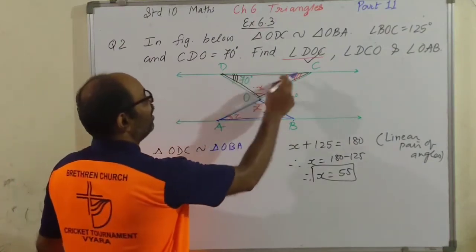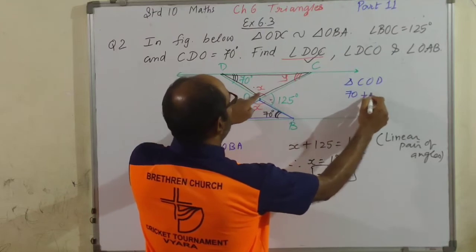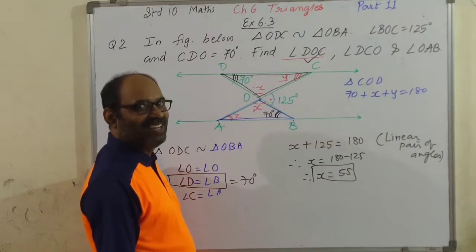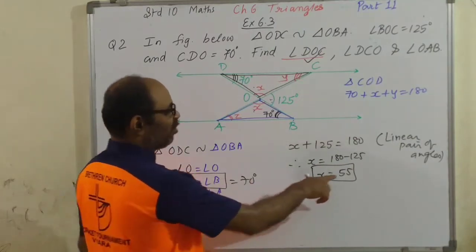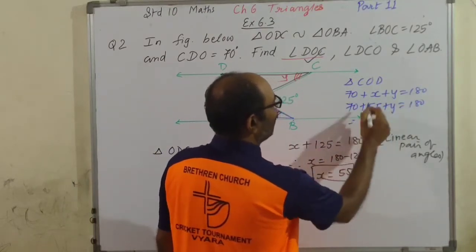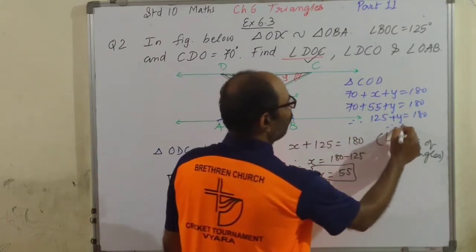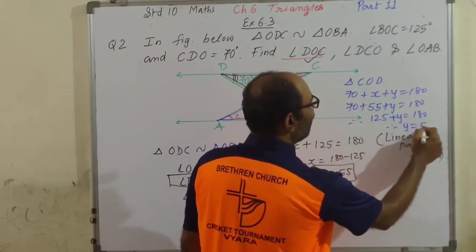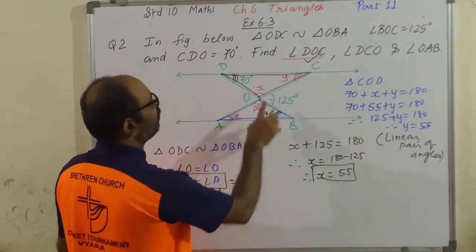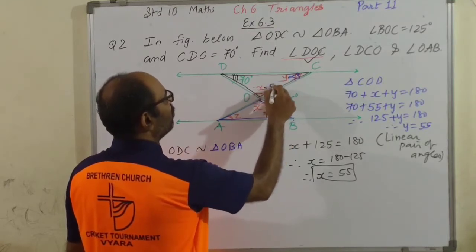Now pay attention. In this triangle, in triangle COD, 70 plus x plus y is equal to 180. Total measure of three angles of triangle is 180. Now x we came to know. So 70 plus 55 plus y is equal to 180. The total 125 plus y is equal to 180. Correct? Therefore, y is equal to again 55. Y is also 55. X is 55 and y is 55. Okay. This also you got 55.